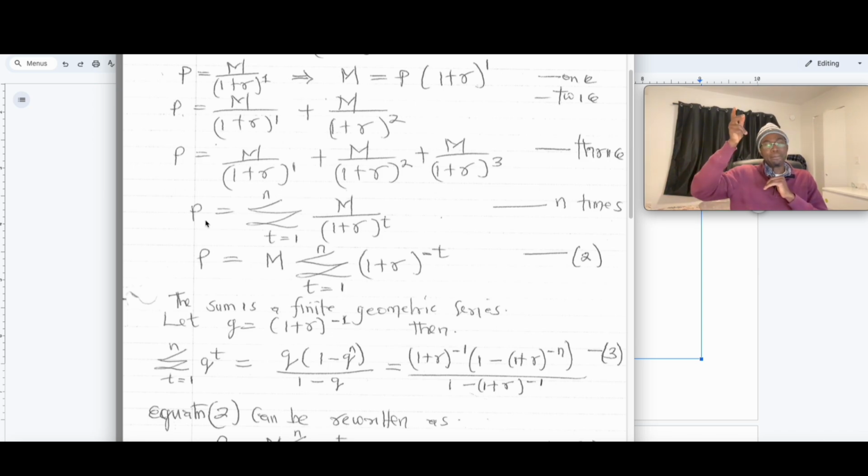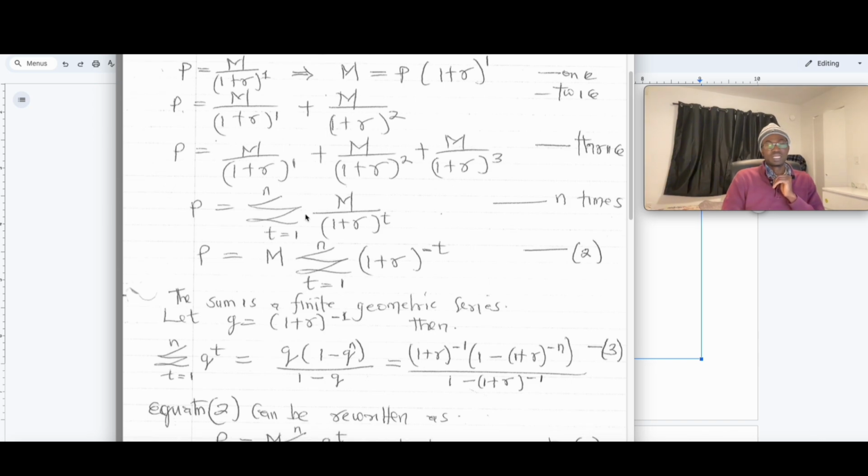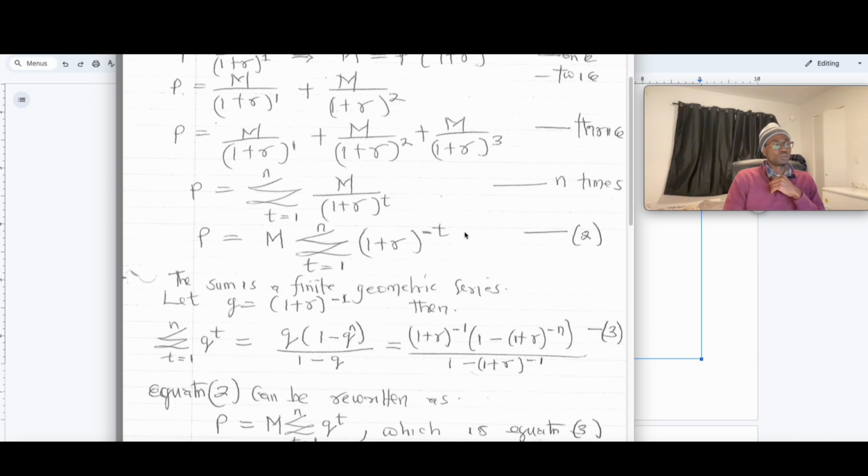So what is that m that you can be paying every month that, when accumulated over 360 months, can be equal to P? So that is the problem we want to solve. So this is the mathematical formulation of that problem. Now let's look at this equation 2.